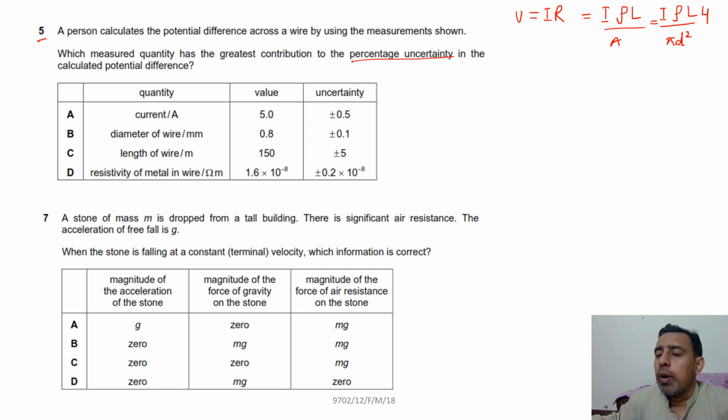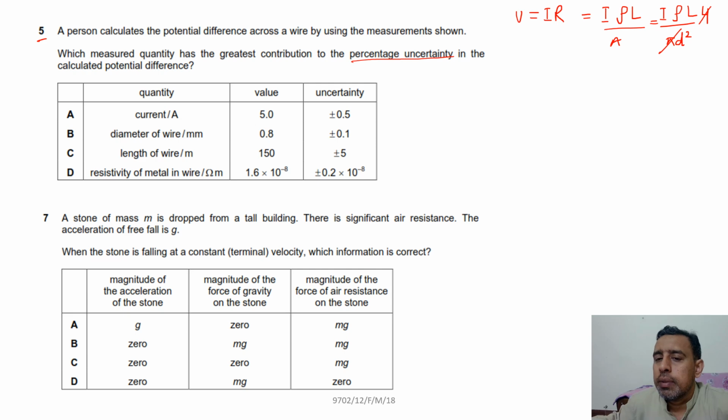Anyhow, while getting the percentage uncertainties, this 4 is ignored because it is a constant, and the pi is ignored as well, it is constant as well. This and this are ignored while getting the percentage. So we have to write the percentage uncertainty of I, rho, L and d square.